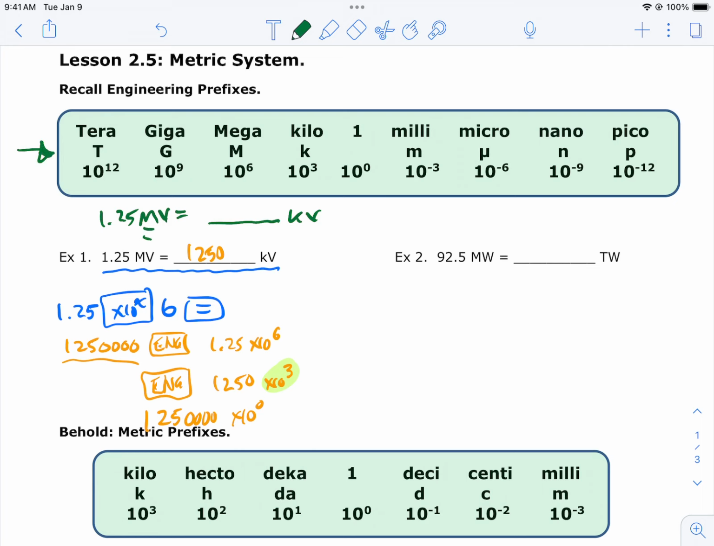Start at mega house. I'm trying to get to kilo house, which is over here. Notice I'm going to the right, to the next house over. These houses are separated by 3 steps, because that's a 6 and the exponent's coming down by 3: 10 to the 6th, 10 to the 5th, 10 to the 4th, 10 to the 3rd. So move your decimal 3 places to the right.